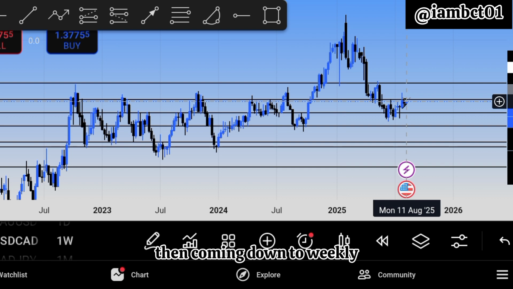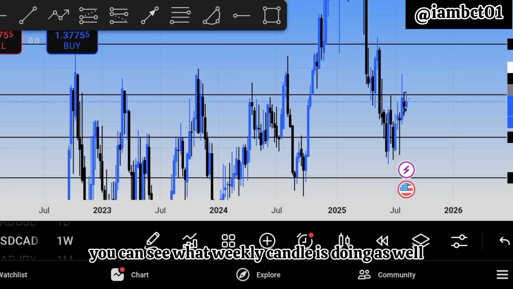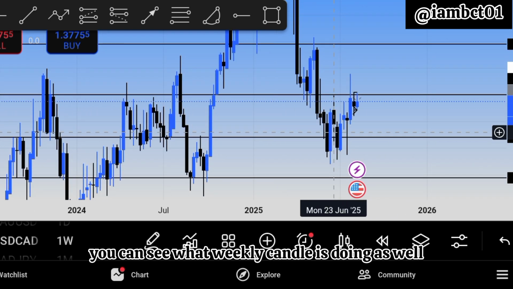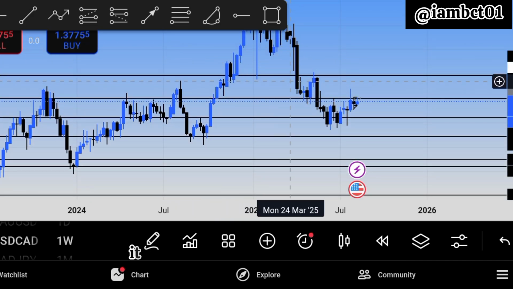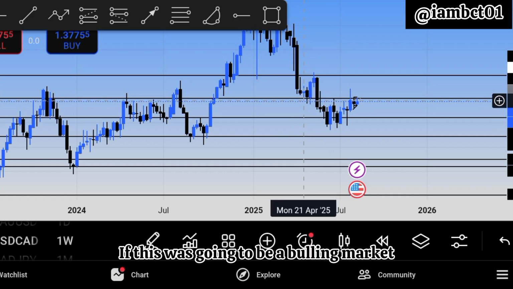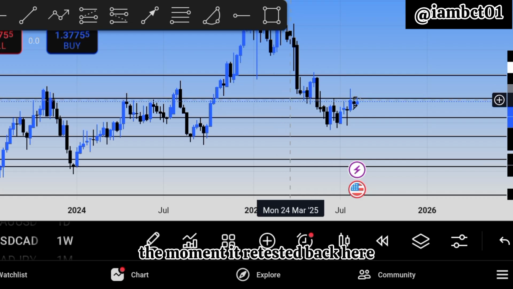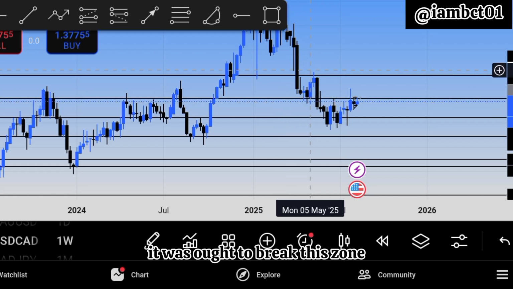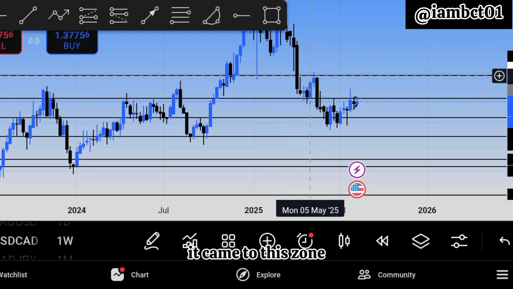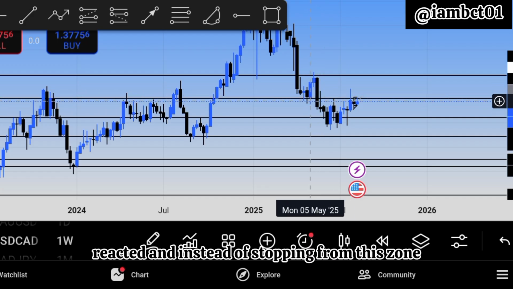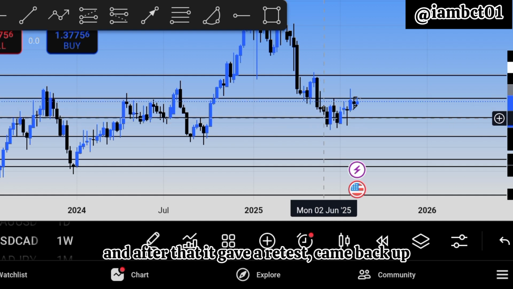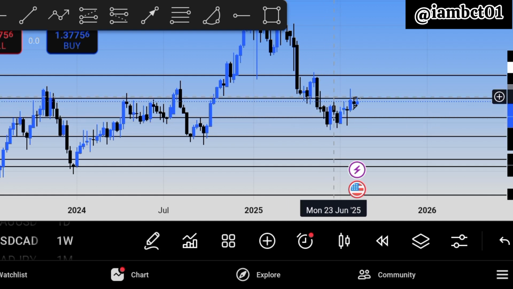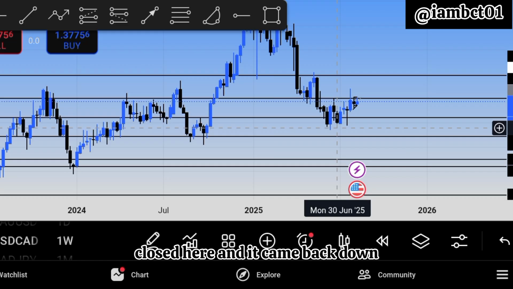Then coming down to weekly, you can see what the weekly candle is doing as well. The market hasn't traded up as it did in the monthly time frame. It came in here, broke, retested here, then came and broke here. If this was going to be a bullish market, the moment it retested back here, it ought to have broken this zone and come up, but it came to this zone, reacted, and instead of pushing from this zone, it broke this structure and came down. After that, it gave a retest, came back up, closed here, and came back down.